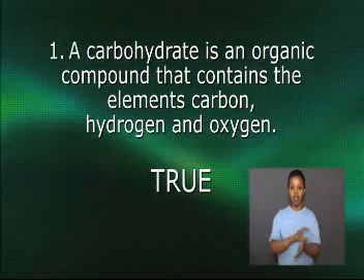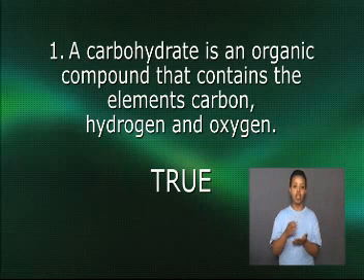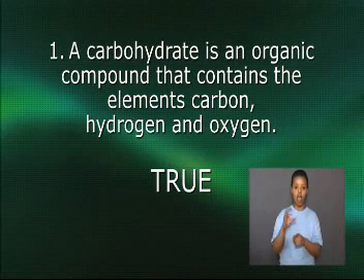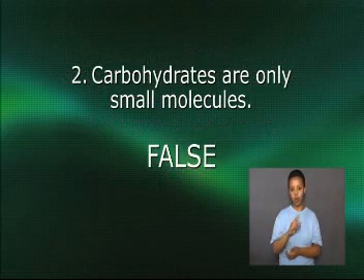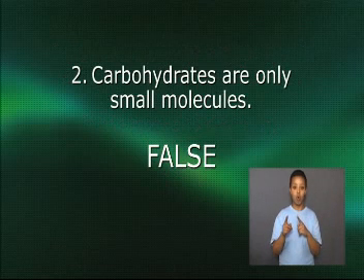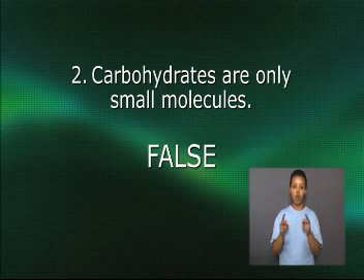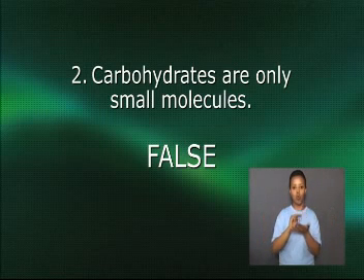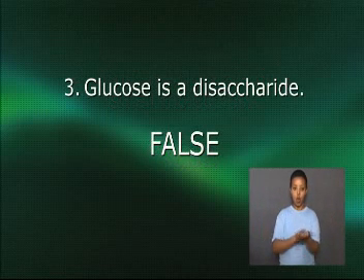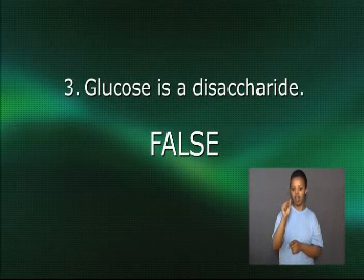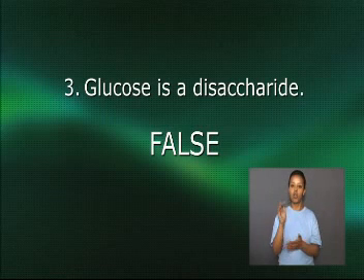A carbohydrate is an organic compound that contains the elements carbon, hydrogen, and oxygen. Carbohydrates are not only small molecules. Carbohydrates range from very small molecules to very large, complex compounds. Glucose is not a disaccharide. Glucose is a simple sugar, also called a monosaccharide.